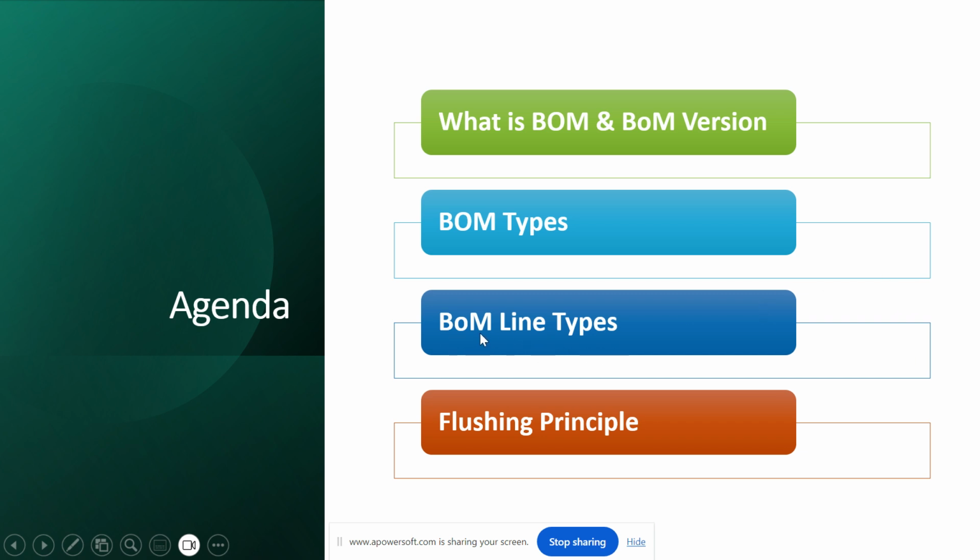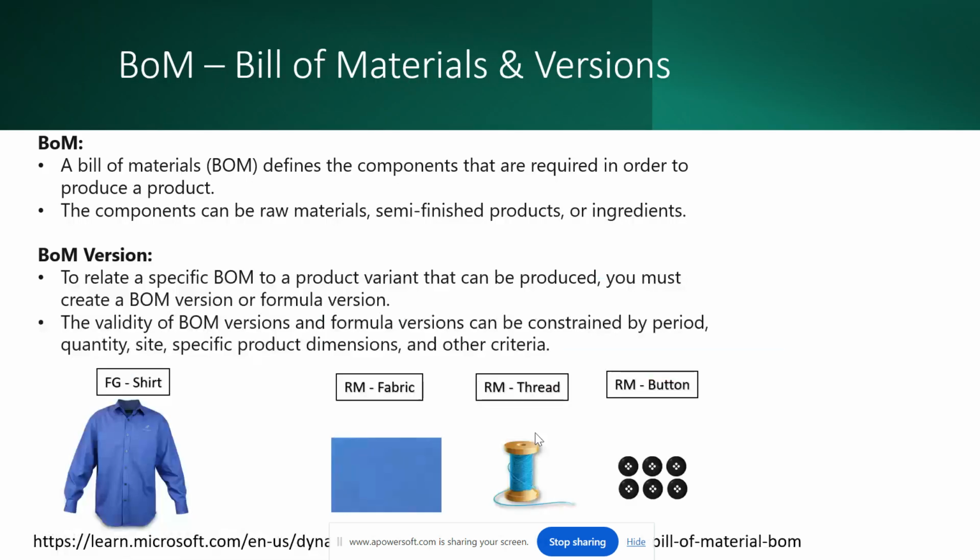When we add the raw materials in the BOM, the BOM line types need to be defined. These line types govern how the item will be exploded when the BOM is consumed. So BOM line types play a crucial role. And also we will quickly see the concept of the flushing principle, because this is also very important. This primarily controls how the BOM line items, the raw materials, will be consumed. What is the strategy in which it will be consumed? That is basically defined by the flushing principle. So let's quickly get into what it is.